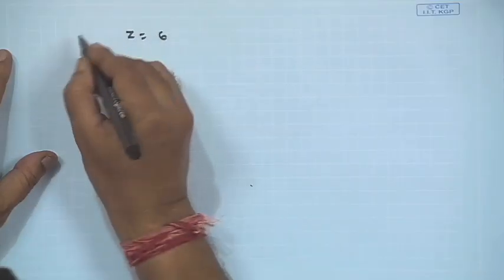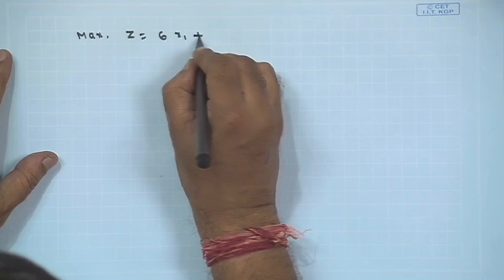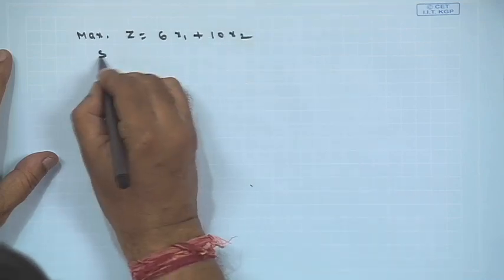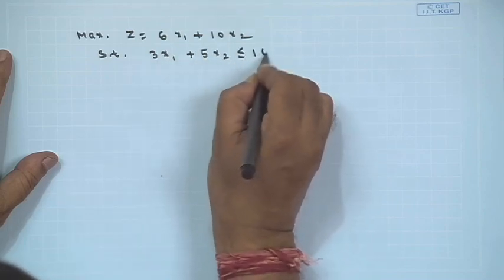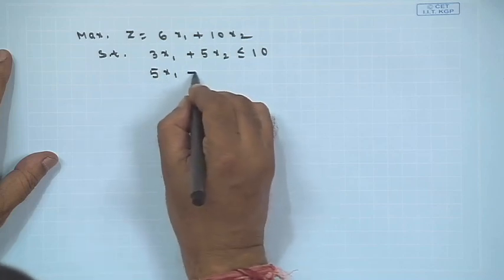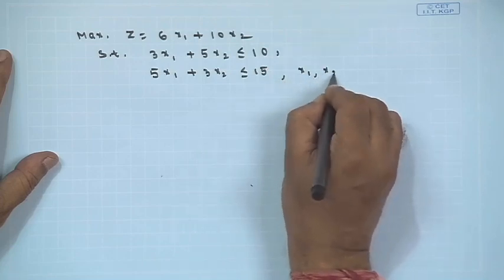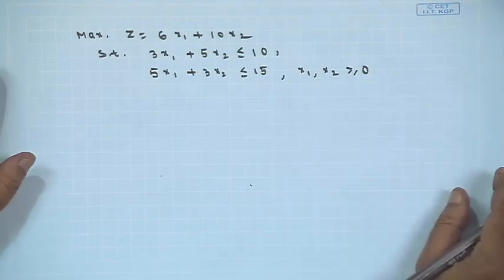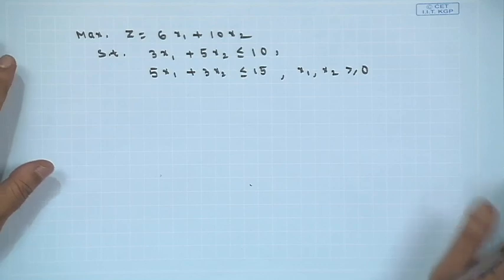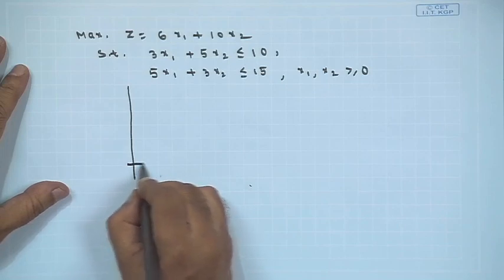The next one, see, maximize. We generally take a maximization problem. Z equals 6 x1 plus 10 x2 subject to 3 x1 plus 5 x2 less than or equal to 10, 5 x1 plus 3 x2 less than or equal to 15, and the non-negativity conditions, that is x1 and x2 greater than or equal to 0. So, to find the solution, again equate the inequalities to the constants and draw the equations as we have done earlier.